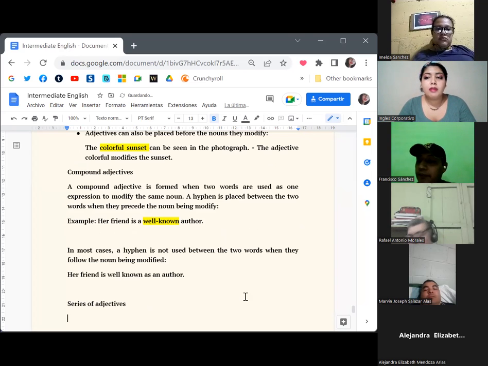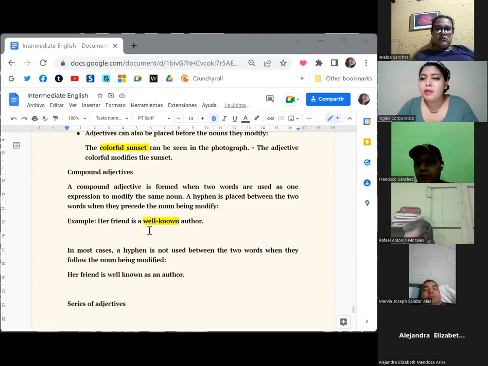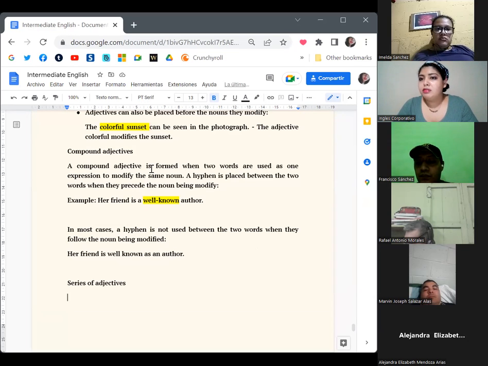Series de adjetivos. ¿Cómo vamos a colocar los adjetivos cuando tenemos varios? Ya sea uno, dos, tres, cuatro, o cuántos adjetivos vayamos a colocar. Que no es muy común que pongamos más de tres, I think. But we are going to see. So, a series of adjectives is formed when you are using two or more adjectives to describe the same noun or pronoun.